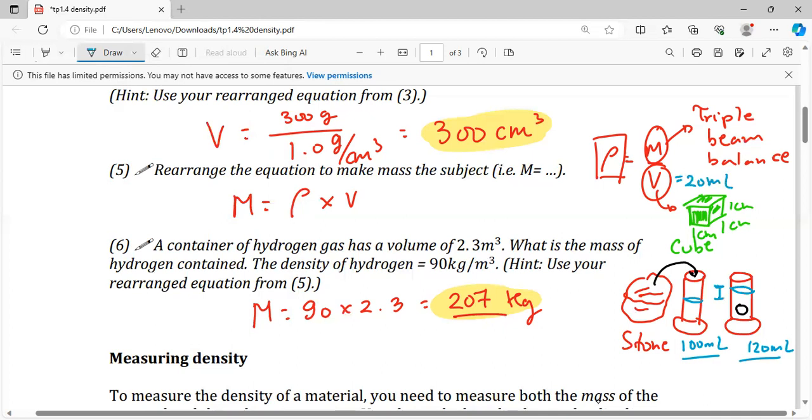For the mass, you can put the stone on the triple beam balance, very easy. That's how you measure the data to get the density of an object.